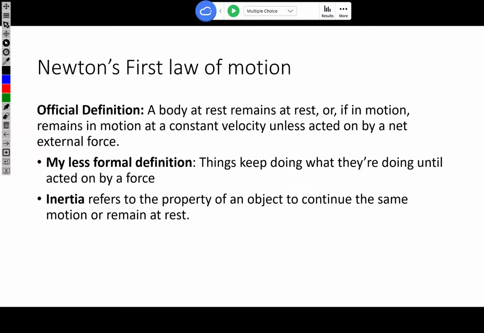I put my less formal definition. This is how I'd explain it to an elementary school kid. Things keep doing what they're doing until someone, I would probably change it, they keep doing what they're doing until someone pushes or pulls it. Until something pushes or pulls it. Inertia, we're going to reference, especially when we get to momentum. It refers to the property of an object to keep doing what it's doing. Something with a large inertia is like a big truck. Something with a small inertia is like an apple. Easier to stop, harder to stop. It depends on how fast they're going, depends on how much mass they have.